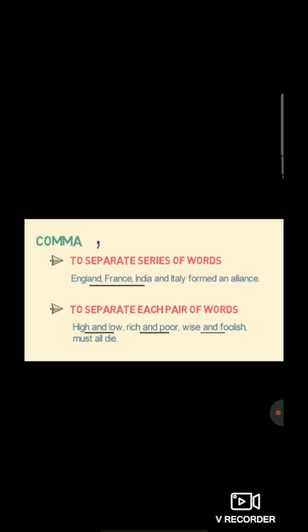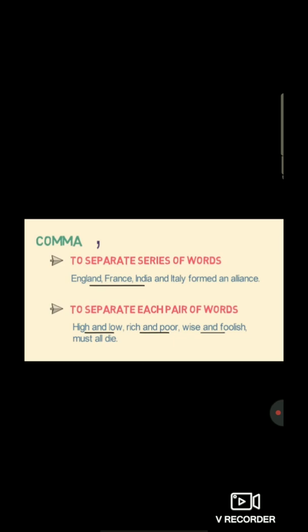Second point, to separate each pair of words. As you can see, high and low, rich and poor, wise and foolish, must all die. In the sentence we have put a comma. So students, now everyone understood. I have explained four punctuation marks: capital letter, full stop, question mark and comma, right?